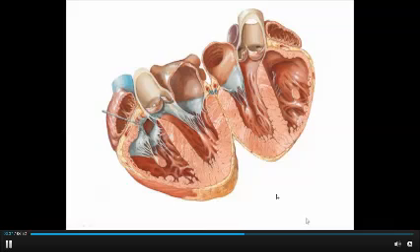This is another drawing of the heart, and you can clearly identify the strings, or chordae tendineae, over here, and papillary muscles. This one is cut, and here it is, okay? And trabeculae carneae are seen very well here and here.